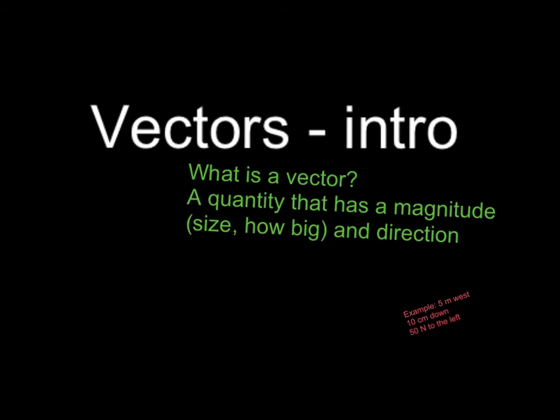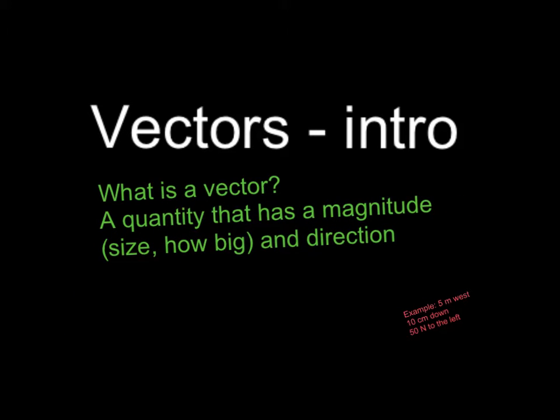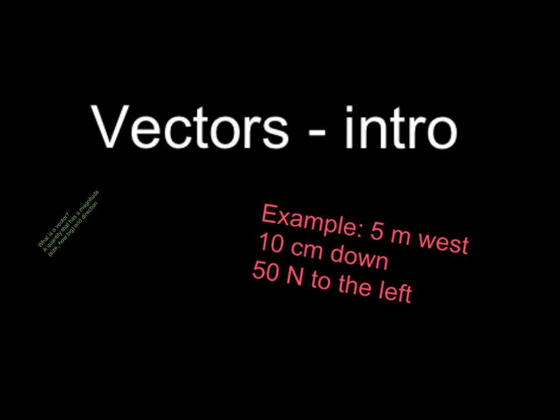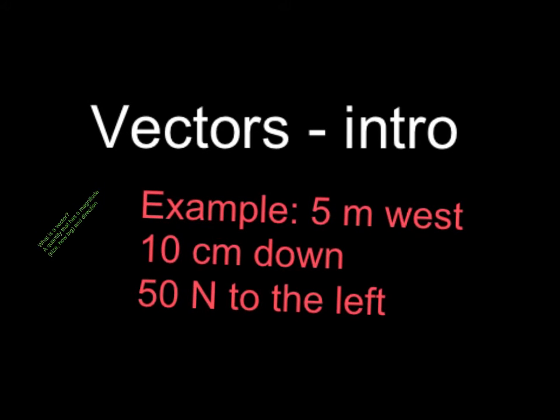What is a vector? A vector is some sort of quantity that has a magnitude, which is how big it is, and a direction. So we're actually going to look at some examples of that real quick just so we have an idea. And that word magnitude really throws a lot of people off. So here's a couple of examples. We have a magnitude and we have a direction. 5 meters west. So the 5 meters, that is your magnitude. West is your direction.